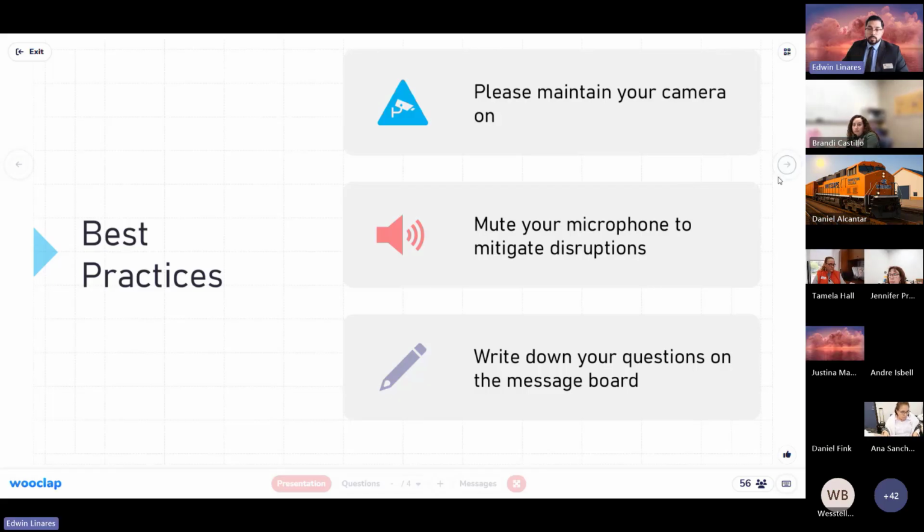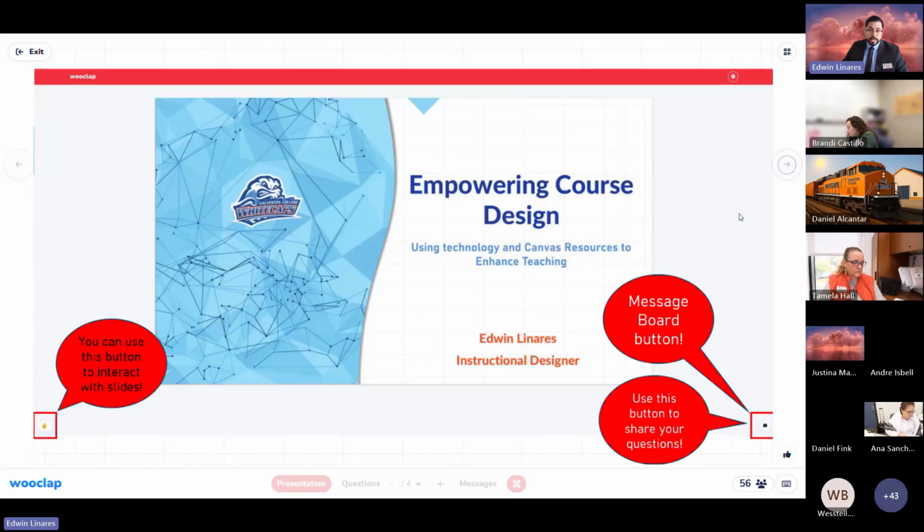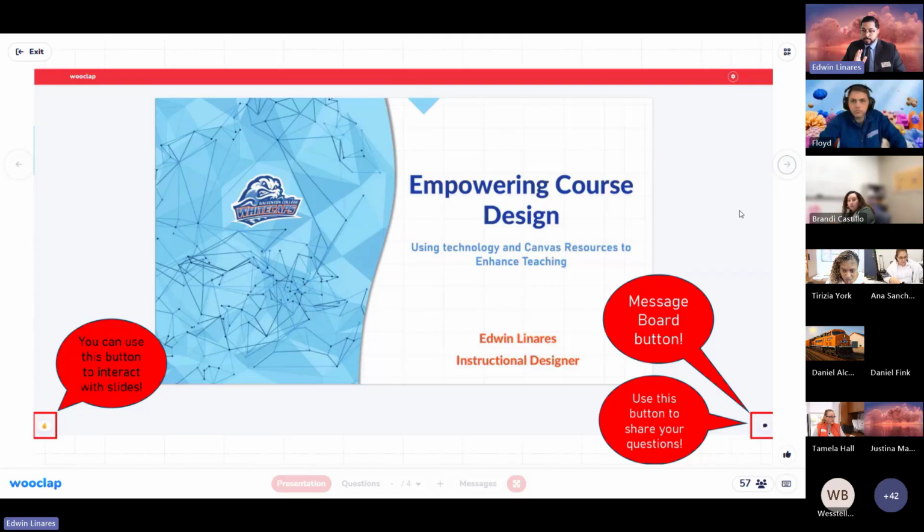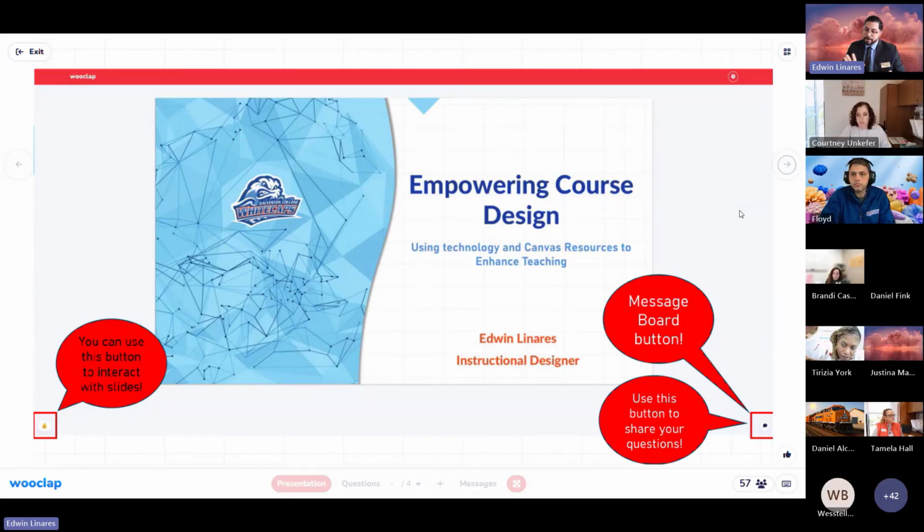So where is the message board? I'm going to go ahead and show you where that's at. On your screen, it should look something like this. Your screen on the far bottom right should have a small little bubble that you can press, and then whatever questions that you may have throughout the entirety of this presentation, go ahead and plug in your question. And if at some point there are some slides where it will be for questions, I'll go ahead and answer your questions then.